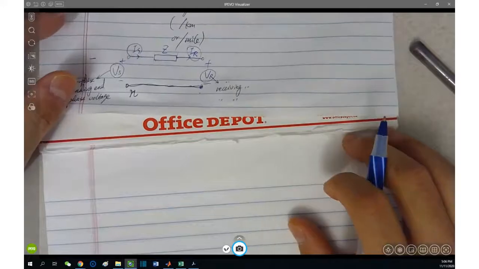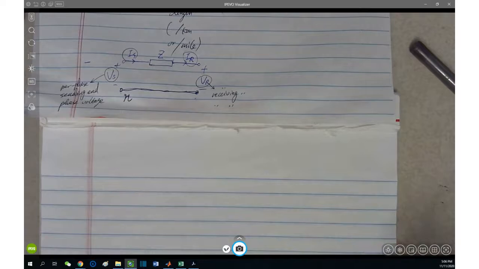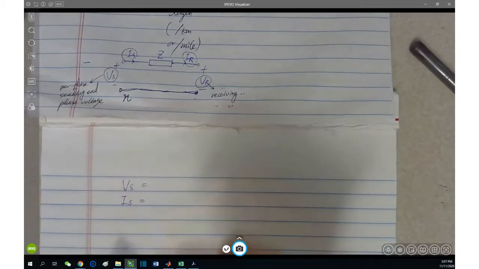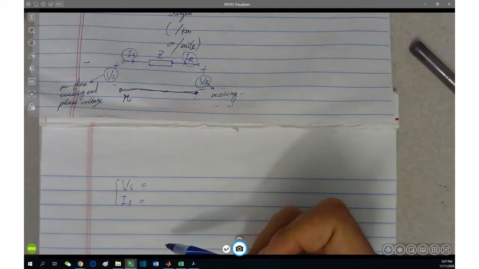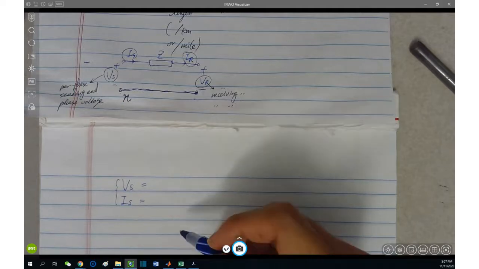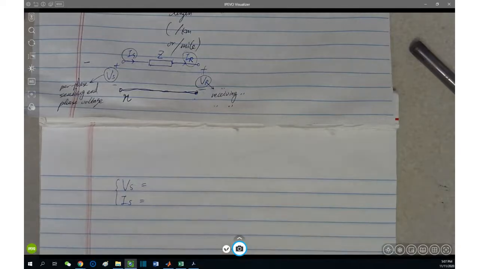All right. With this model, let's have some equations here. First of all, generally speaking, we can know the VR and, as the receiving end, we can measure how much current we are receiving and how much voltage we are receiving, right? So based on the VR and IR, how do we derive VS and IS? First of all, what's the relationship between the IS and IR? Absolutely the same. They're along the same line, of course, no matter what. It has nothing to do with Z. It's the same line.